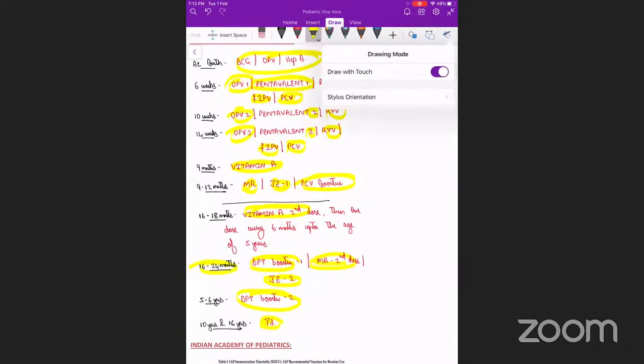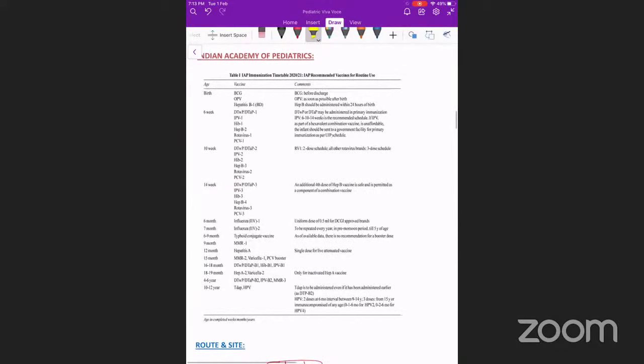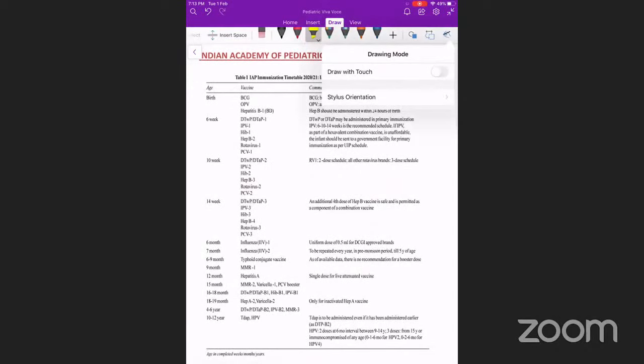Next is the IAP schedule, Indian Academy of Pediatrics. Okay, so you guys don't have to worry. It is the most recent updated schedule. And this 6, 10 and 14 weeks remains the same. Only change is, since FIPV is not freely given by the government, instead of FIPV, we can go ahead and give IPV itself. Okay, so that is what IAP recommends.